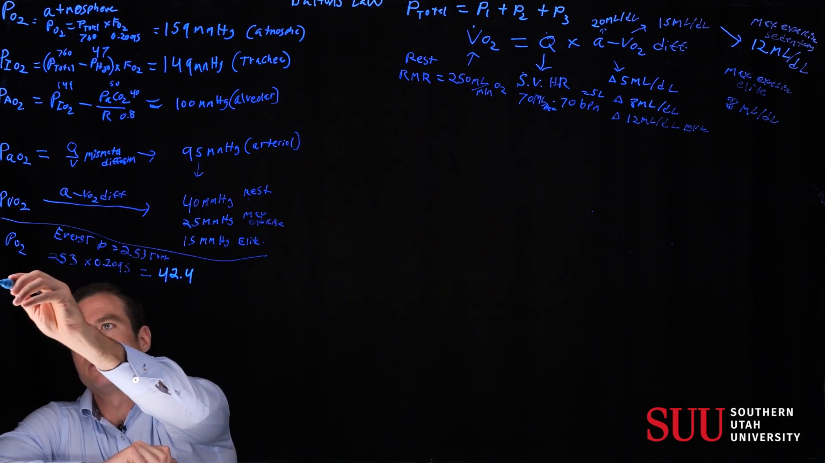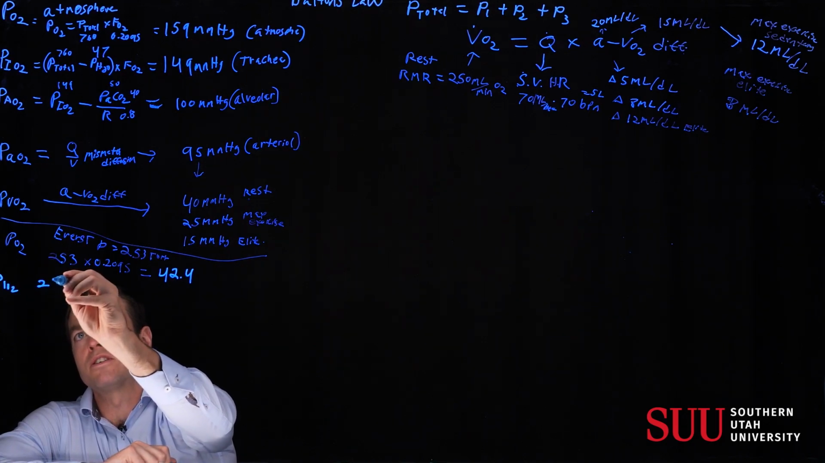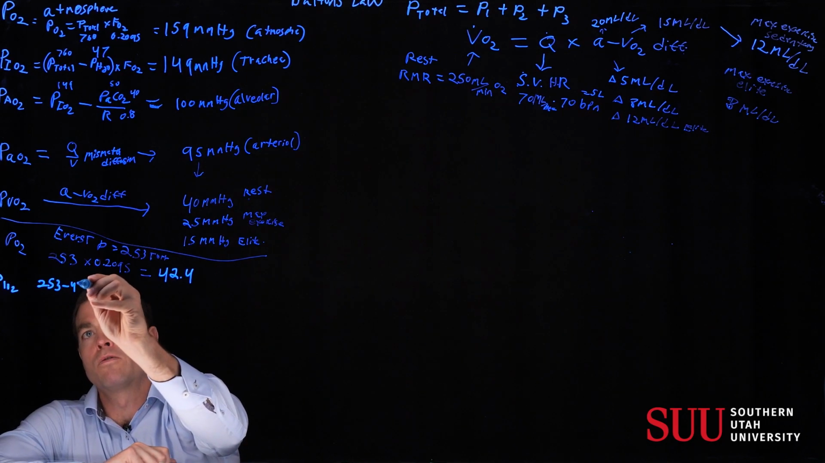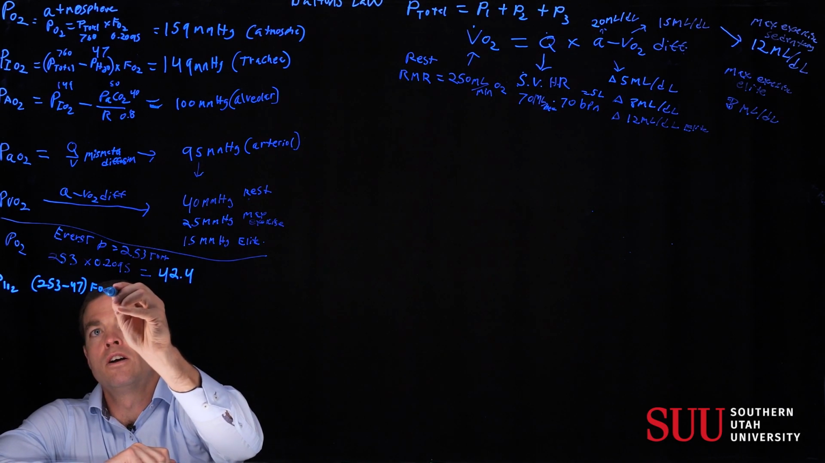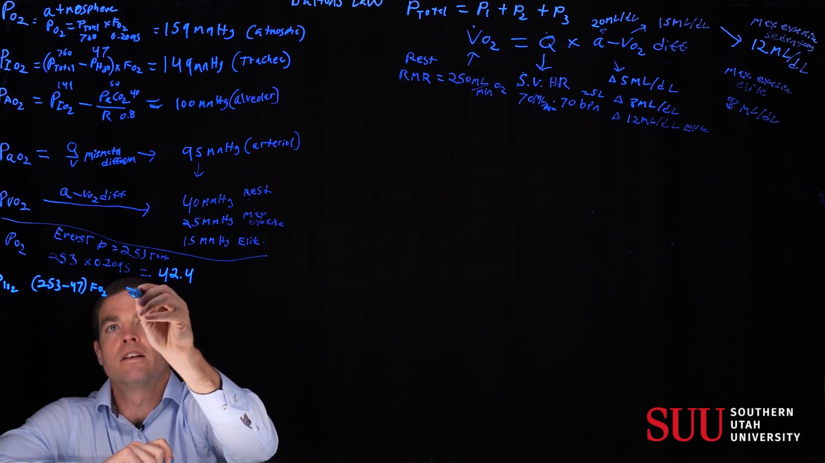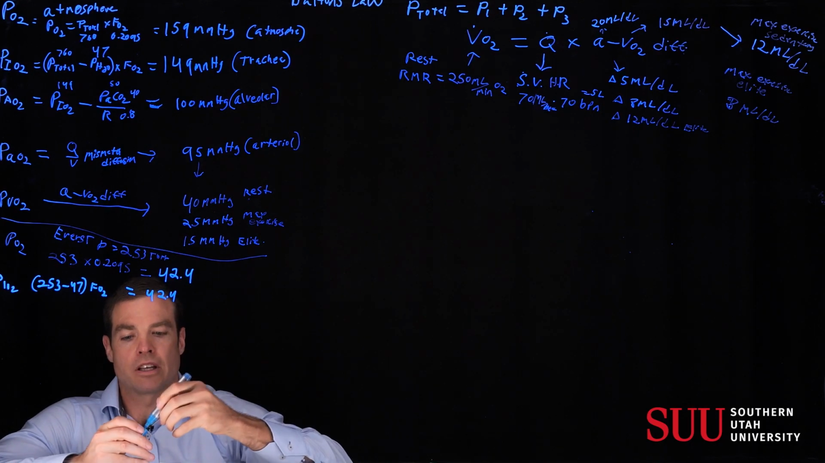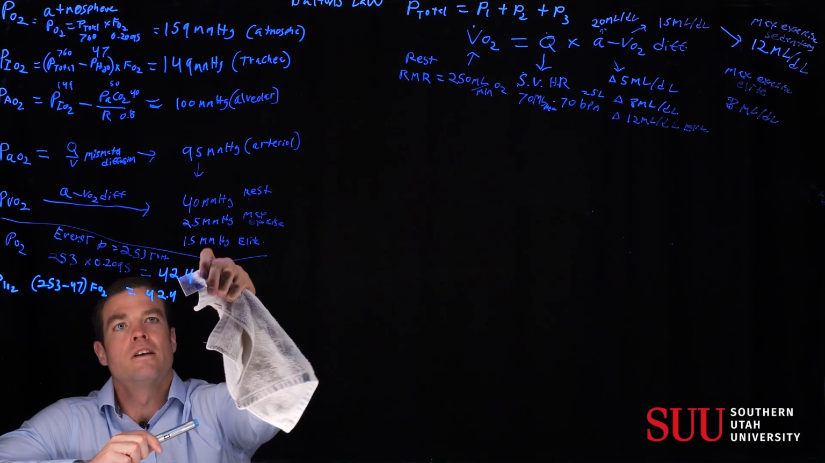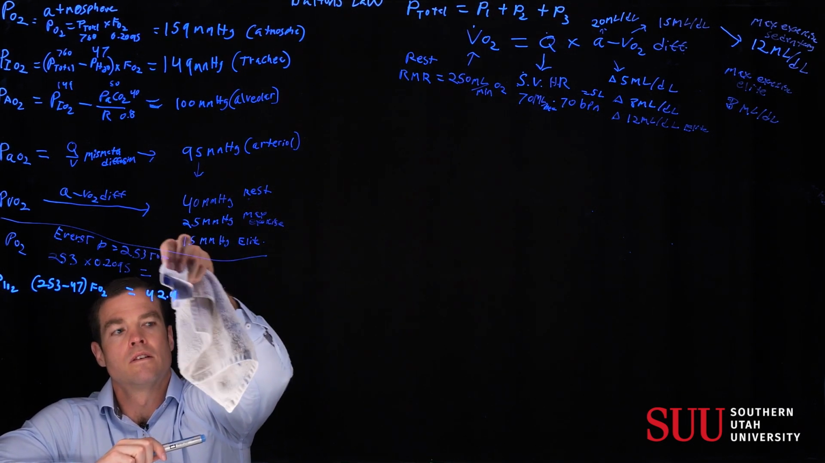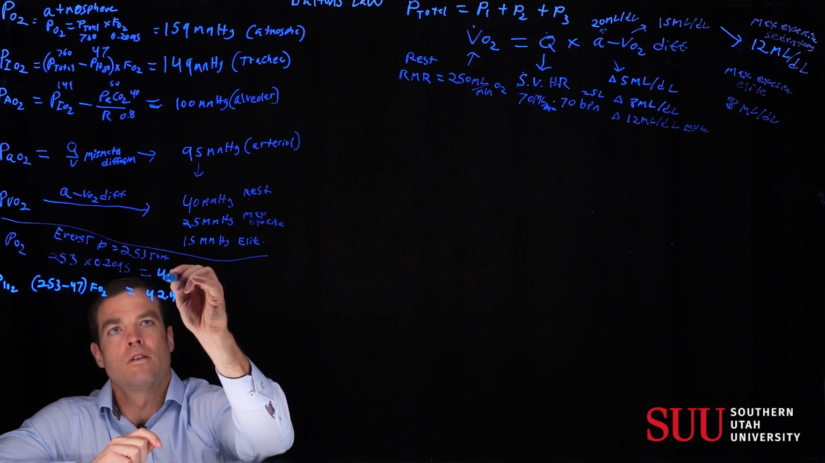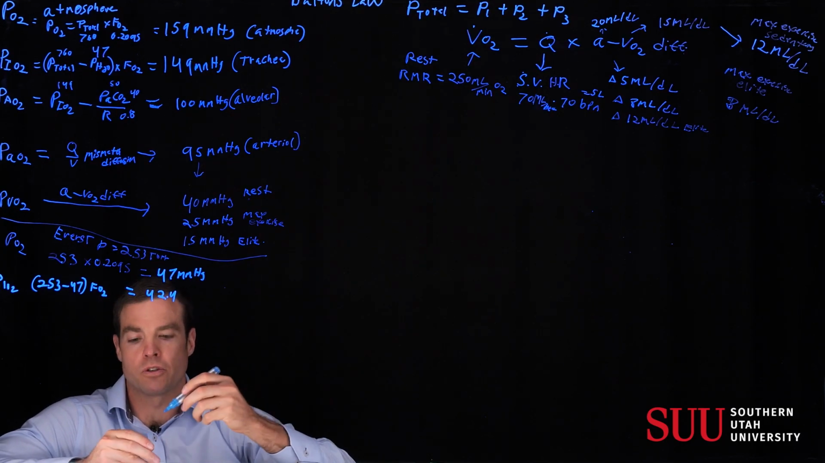And now we need to do our PiO2, right? It's our humidifier. So our PiO2, same thing, 253 minus 47, and then multiply that by our FO2, and this would equal, actually this is 42.4 because the other one is 47. Okay, so here we have about 47 millimeters of mercury, and then 42.4, so it decreased a little bit.